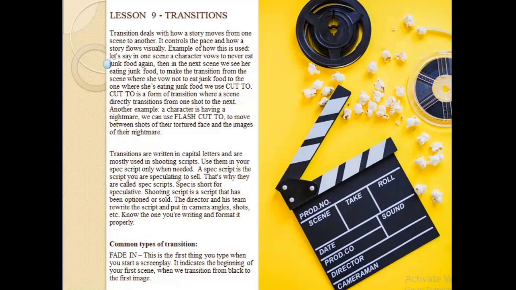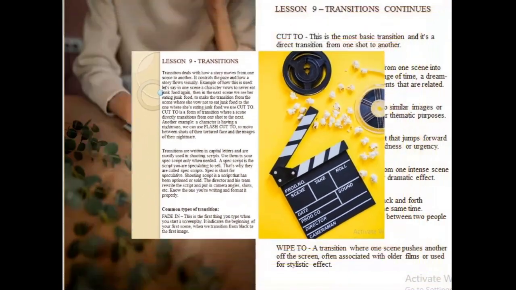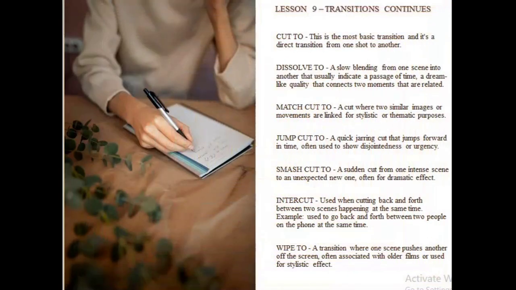Common types of transition. Fade in. This is the first thing you type when you start a screenplay. It indicates the beginning of your first scene, when we transition from black to the first image. Cut to. This is the most basic transition and it's a direct transition from one shot to another.